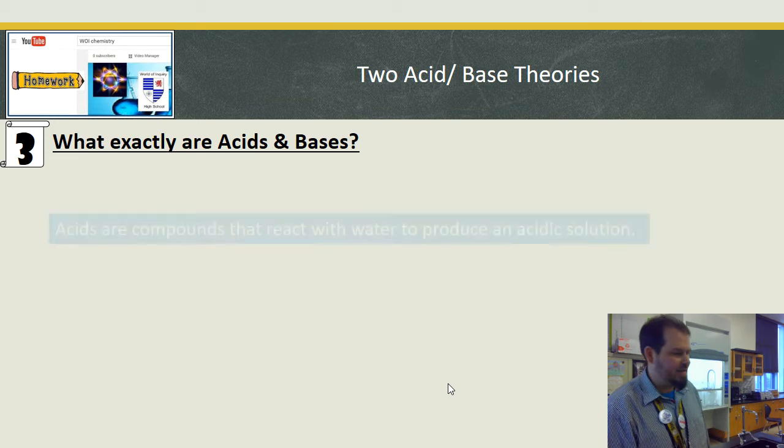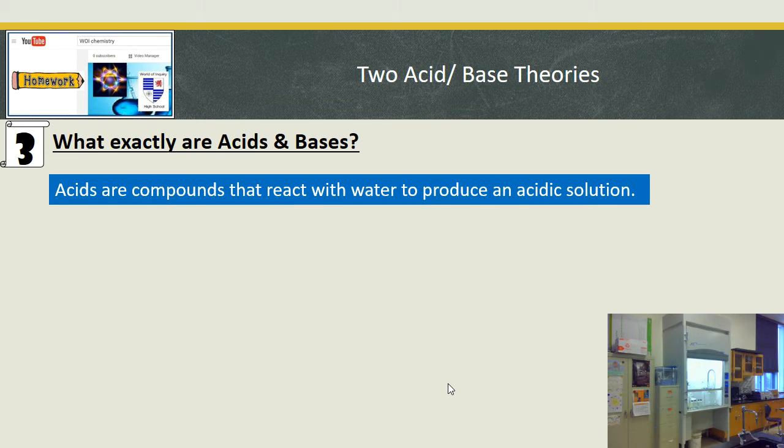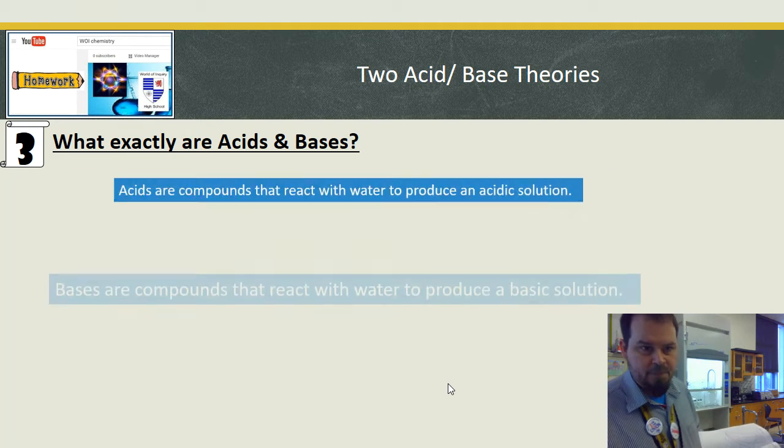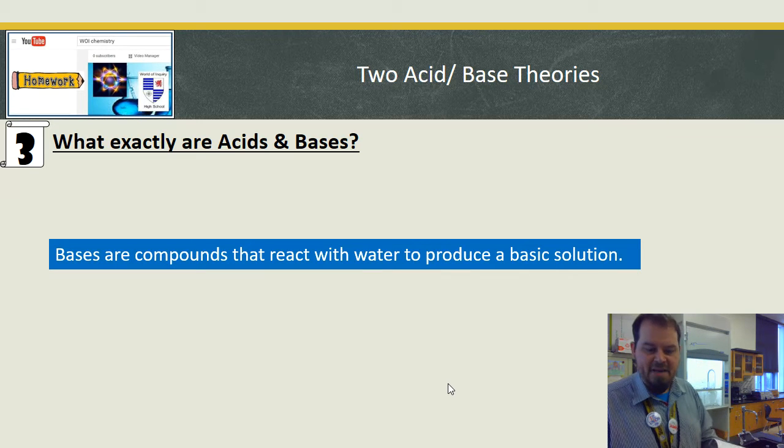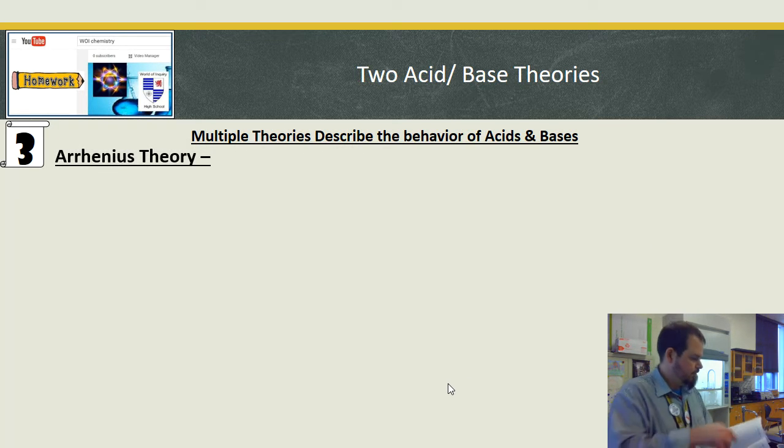So what on earth exactly are these acids and bases? We have some reference tables, by the way. Acids are compounds that react with water to produce an acidic solution. It's a very generic definition. Bases are compounds that react with water to produce a basic solution.